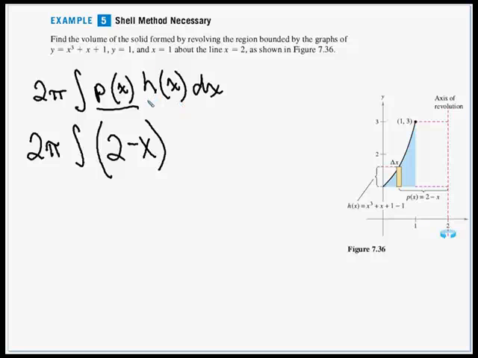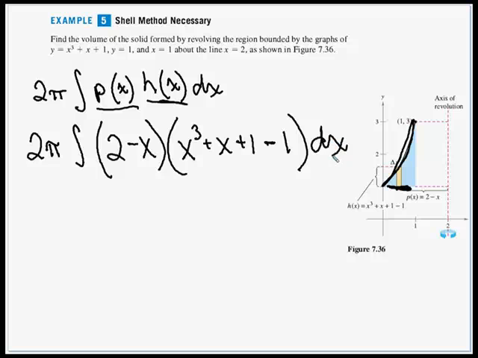What is h of x? H of x is the height of the rectangle. Here, we are not touching our x-axis at all, so what we need to do is find the upper curve. This upper curve touches the top of the rectangle, and that is our function, x to the third plus x plus 1. The bottom of our representative rectangle is hit by the line y equals 1. So from this, we subtract our lower function, or just 1. And then we'll put our dx on the end.